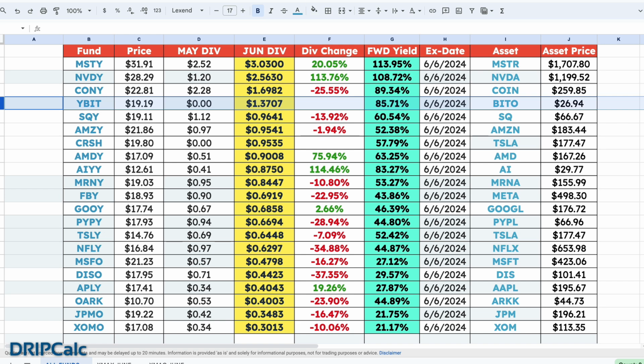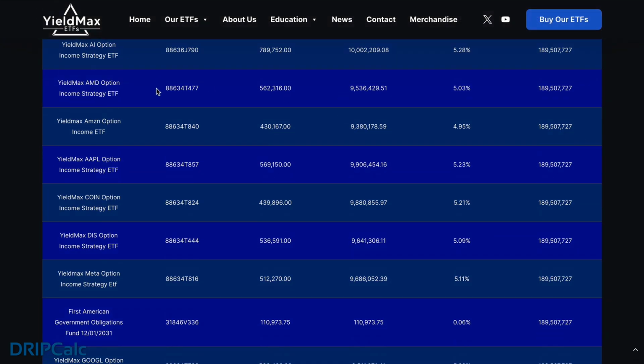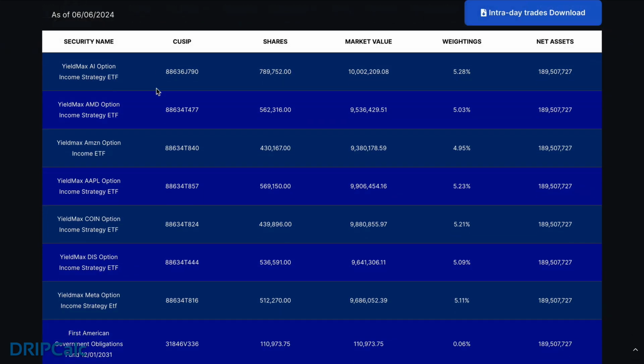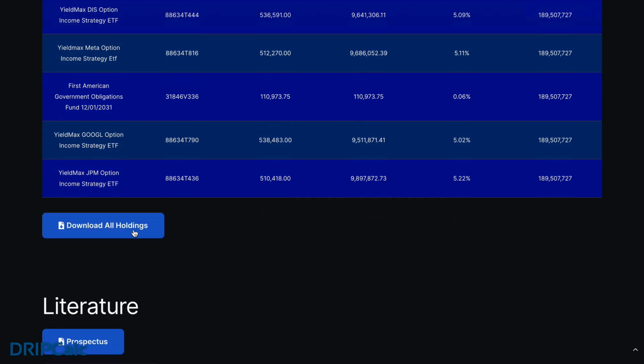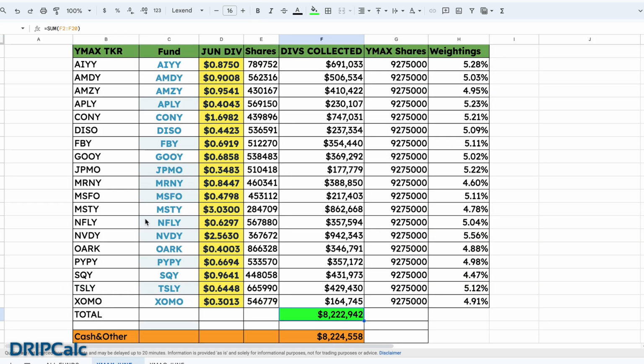Okay, so YMAX doesn't have those in it, and you can look on this page. Here are all the holdings, and YBit and Crash is not on it. Anyway, so I cleaned up the holdings. What you can do is just download all the holdings over here. I cleaned it up already, and I made it easy for you. So let's jump into it.